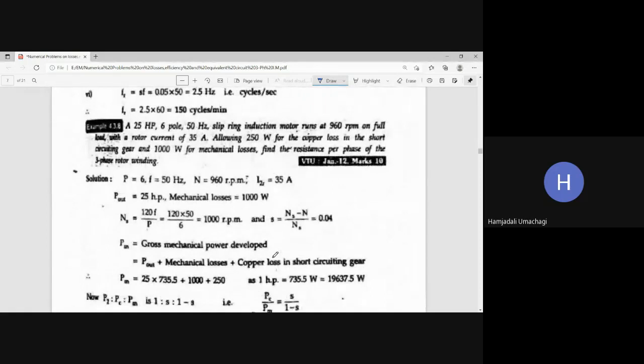Okay, now let us see another problem based on the losses and efficiency of three-phase induction motor. This is also one of the important problems which is asked for 10 marks in the VTU. Let us see the problem statement here.